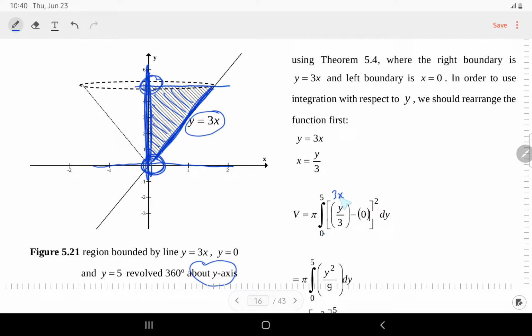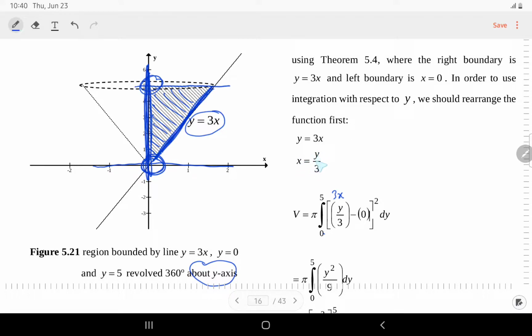Macam mana nak integrate variable x? Padahal dekat sini dia kata nak integrate variable y. Okay, so kita tak boleh letak 3x kat sini. So we have to do some modification for this equation. So y equals 3x. Okay, so kita akan jadikan x sebagai subjek.